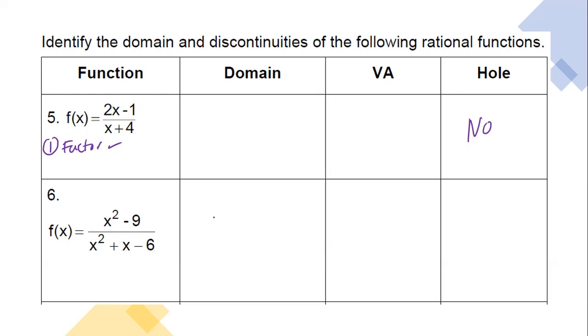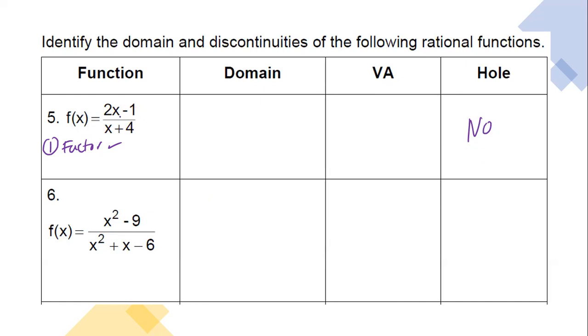So there's no hole. They're fully factored and there's no common factor. Like there's not an x plus 4 in the numerator or 2x minus 1 in the denominator. So they have nothing in common. If the whole factor repeats itself, then there is a hole.